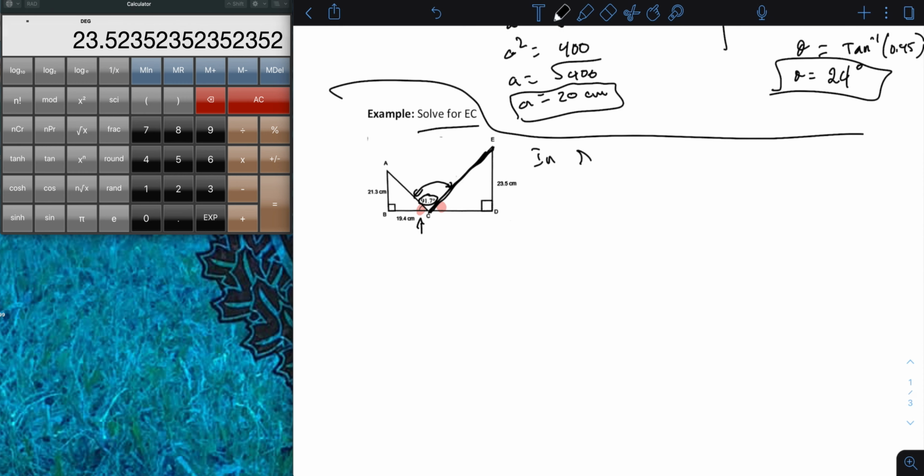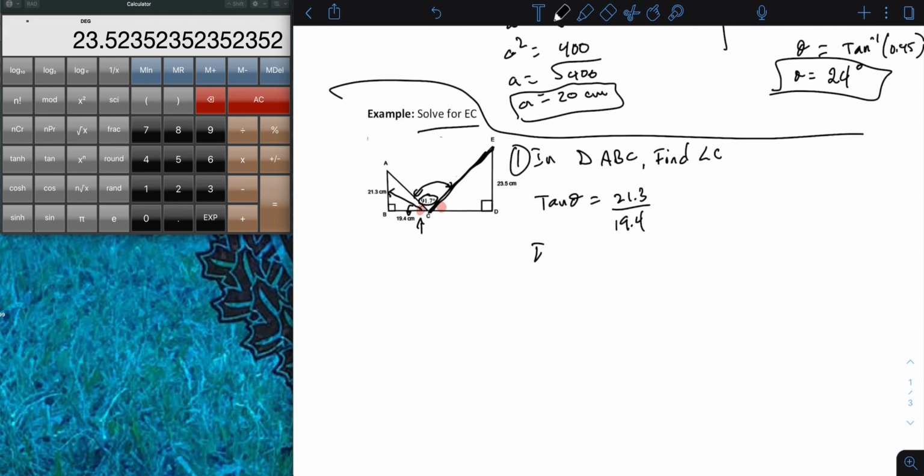in triangle ABC, find angle C. That's what I want to find. So let's take a look here. I'm standing here, so I can use opposite and adjacent. That sounds like tangent. So I can use the tan of theta is equal to 21.3 divided by 19.4.